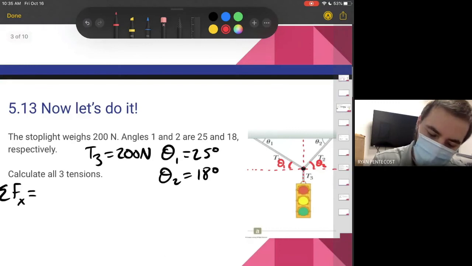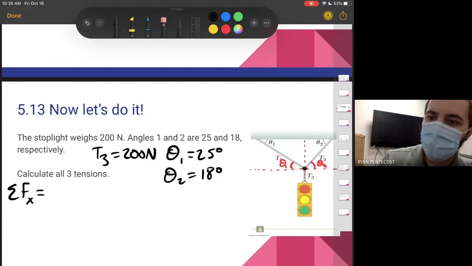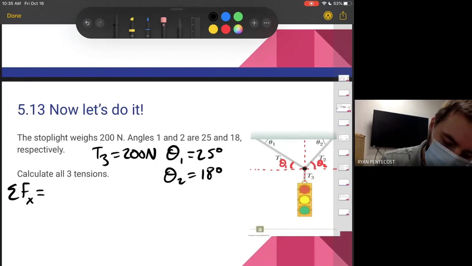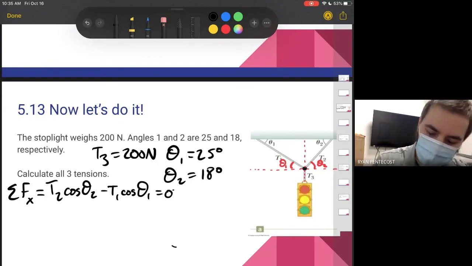So now, as we come back over, we can see the geometry that we need to use. We'll have the right be positive and the up be positive on this coordinate system. So we'll start with T2. The x will be T2 cosine theta 2 minus T1 cosine theta 1. And that will all equal 0 because there is no acceleration, right?